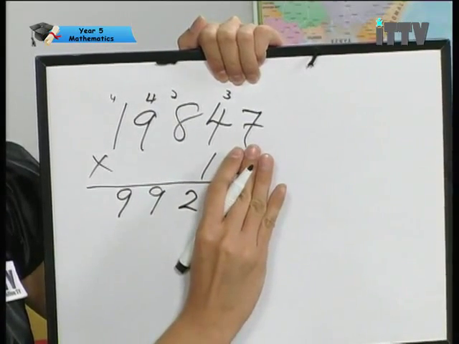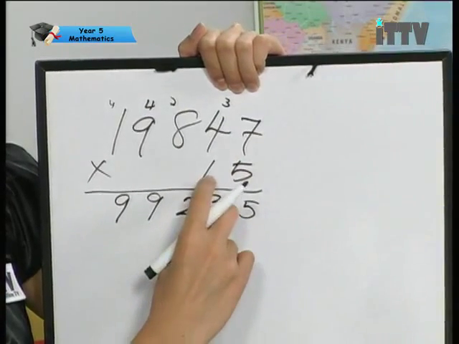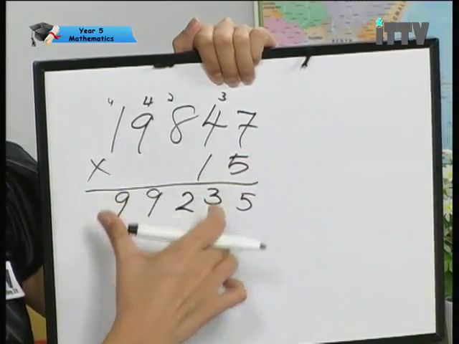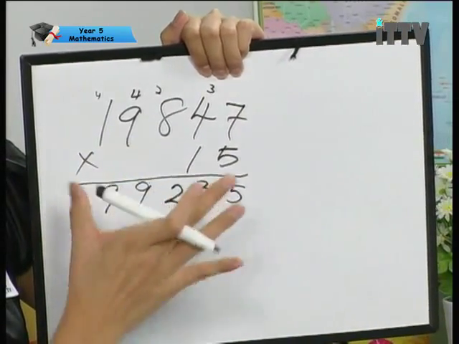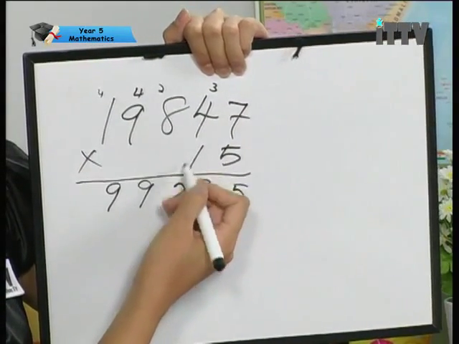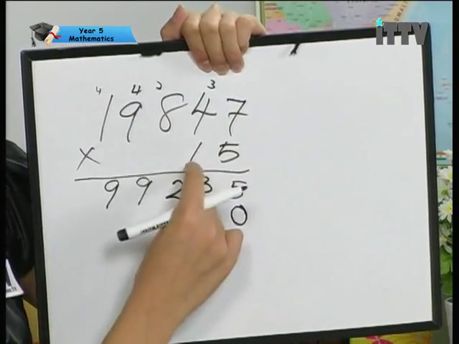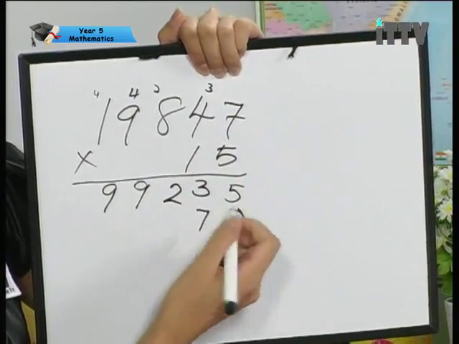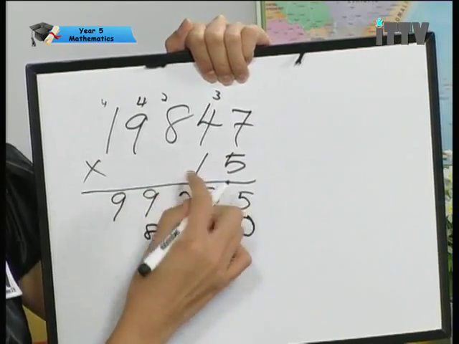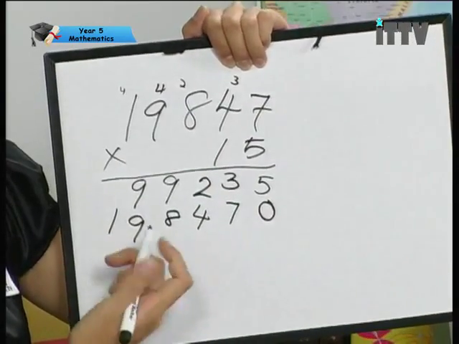Now, then we cover the 1. Now, at the place of tens, we have number 1. Do you still remember what I said just now? Any number multiplied by 1 should give us the same number, the number itself. Okay? So now, since this is at the place of tens, we have no ones. Now, 1 times 7, 7. 1 times 4, 4. 1 times 8, 8. 1 times 9, 9. Yes, it should give us the same number.